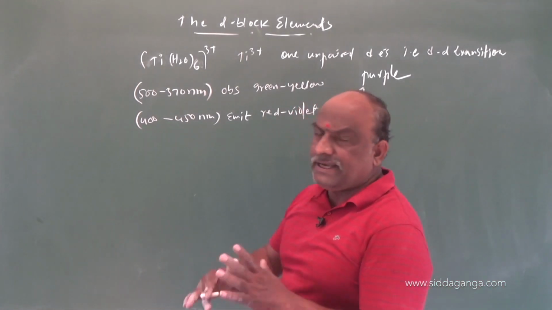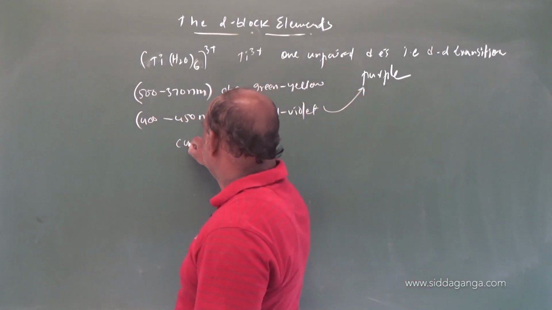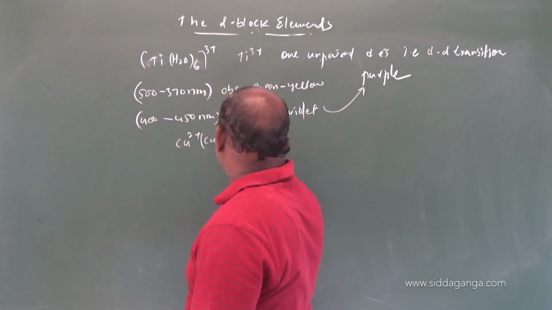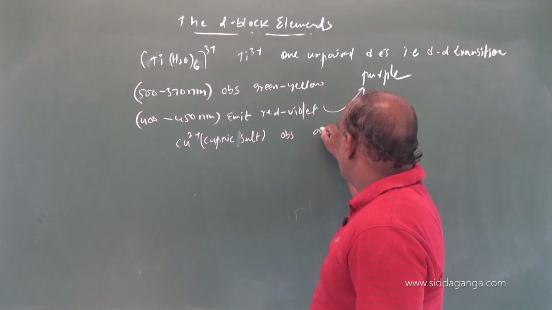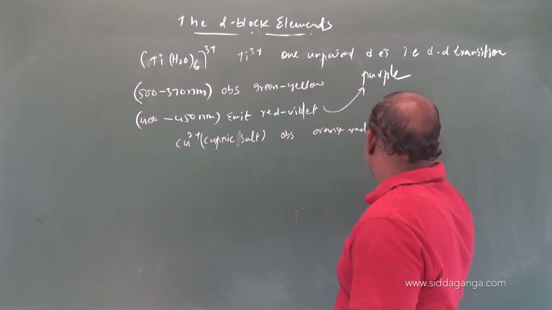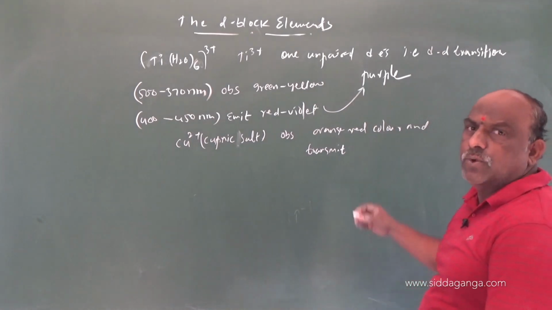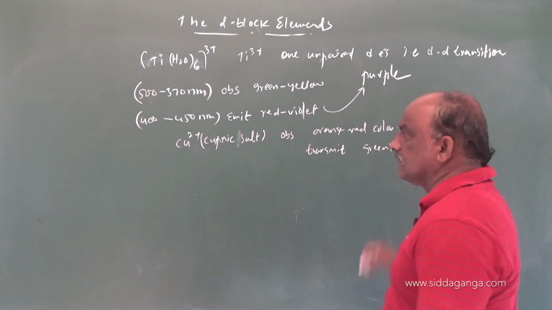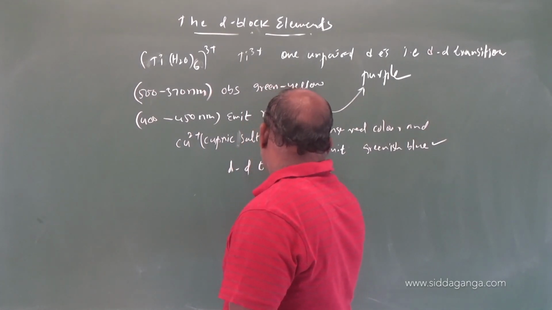With one unpaired electron, splitting takes place, T2g to Eg, Eg to T2g. And Cu2 plus is said to be cupric salts. Cupric salts absorb orange red color and transmit greenish blue color. So the reason for that is dd transition.